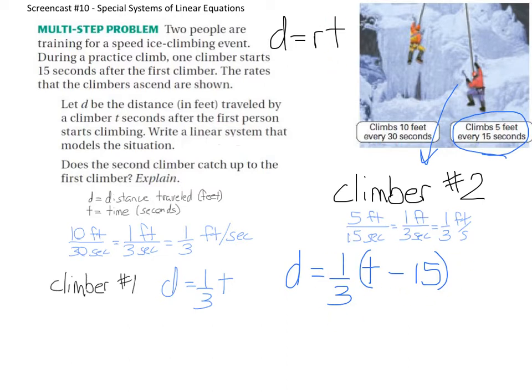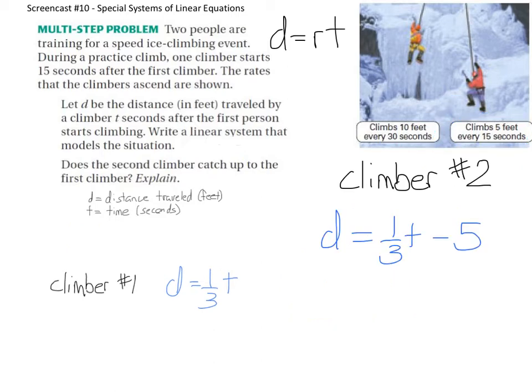So his rate is 1/3, his time is t minus 15 seconds, which we can take 1/3, multiply it by t, by distribution, and then 1/3 times negative 15. So his equation is going to be 1/3 times t, and 1/3 times negative 15, of course, we know is negative 5. Thus, we now have the equation that represents climber 2's distance. So we're going to use that.